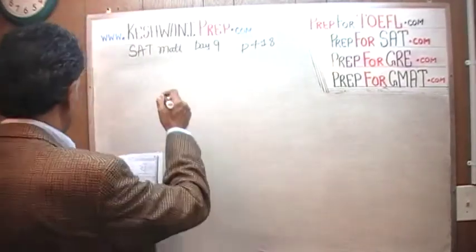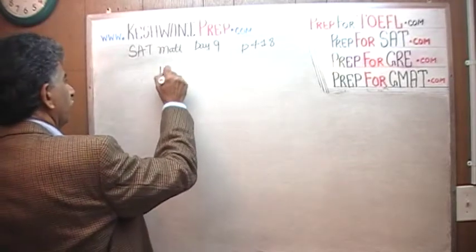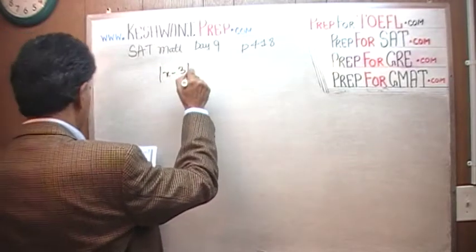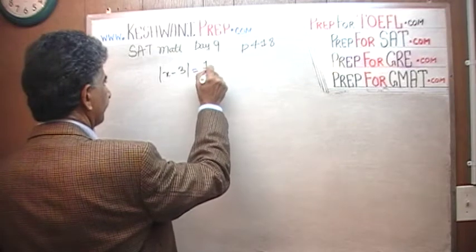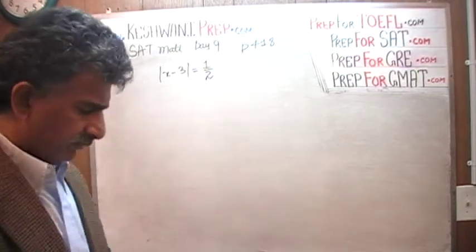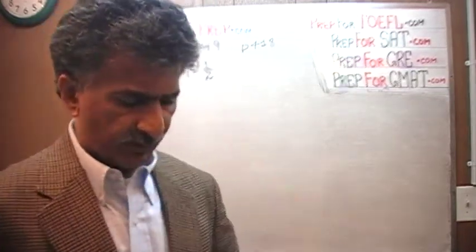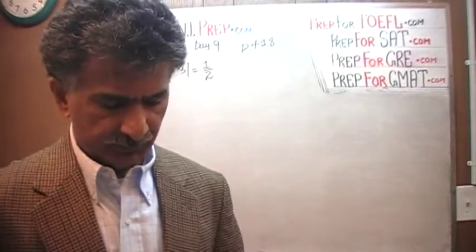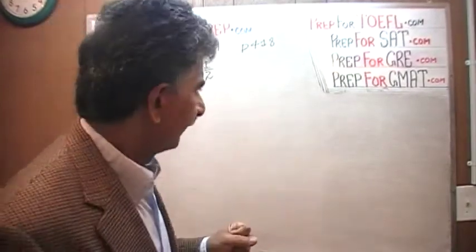Number 15 says that the absolute value of x minus 3 is equal to half. And the question simply is, what is the least value of x that satisfies that equation? But before we actually look at this part, let's look at something simpler.